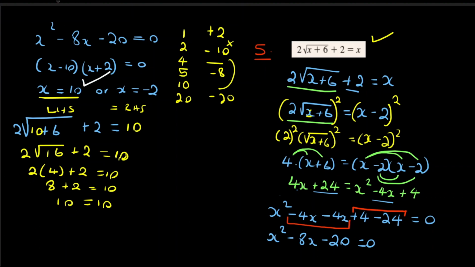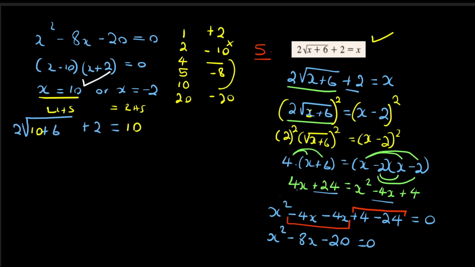So let's do the same thing for x is equal to negative 2. I'll perform a check for x is equal to negative 2 and see what we get, meaning that with this x, we're going to substitute negative 2. So minus 2 and minus 2. So it will be 2 times the square root of negative 2 plus 6, which gives us positive 4, plus 2. 2 times the square root of 4, the square root of 4 is 2. 2 times 2 is 4, plus 2 to give us 6.